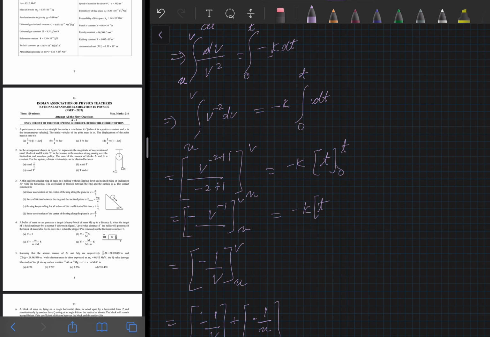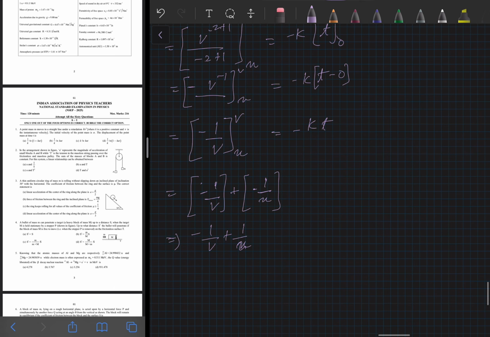Let me just, for the sake of formality, do it step by step. So from t to 0, it comes out to be minus of kt. So this is minus of kt.